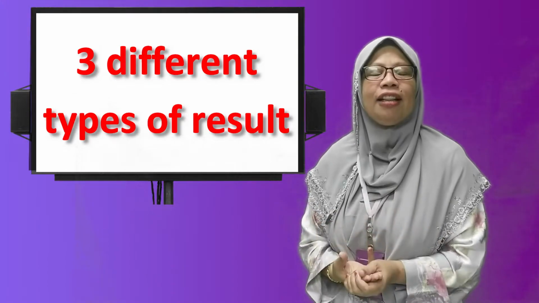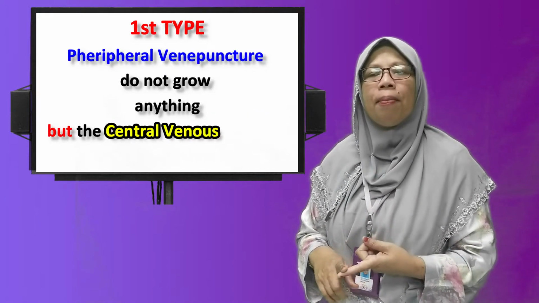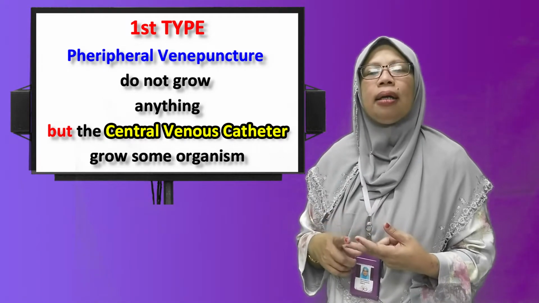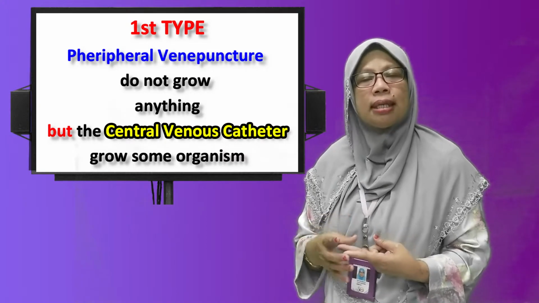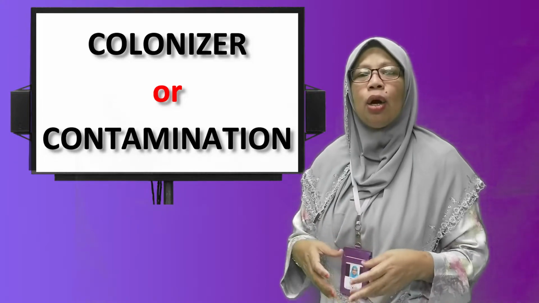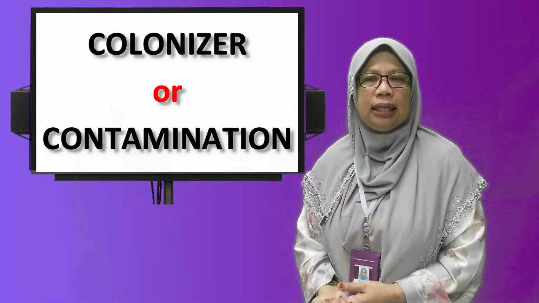So at the end, you might receive 3 different types of results. The first result will be, for example, the peripheral venipuncture does not grow anything, but the central venous catheter grows some organism. So this category of patient will be considered as a colonizer or contamination of the central venous catheter.